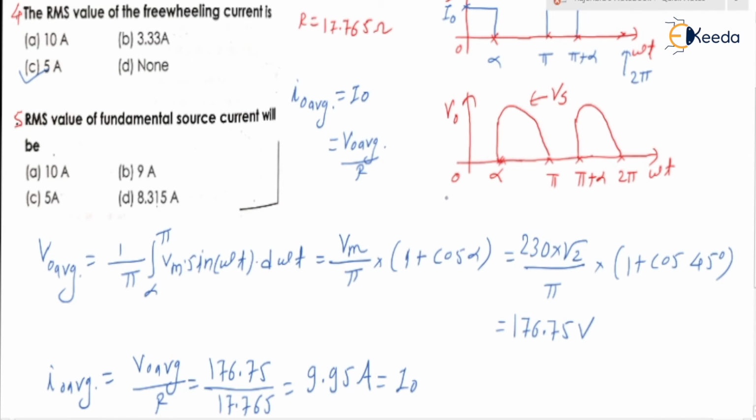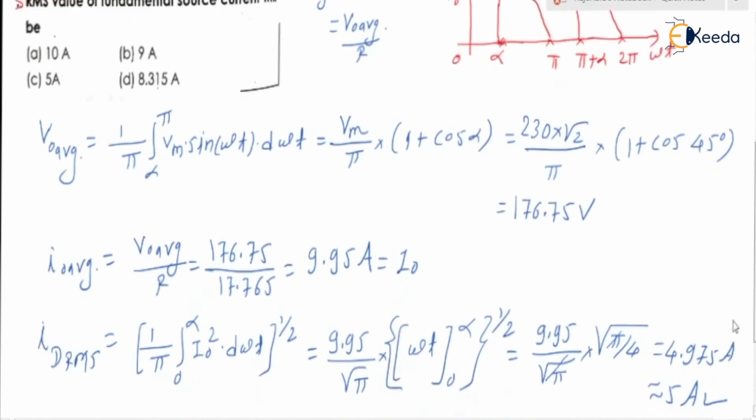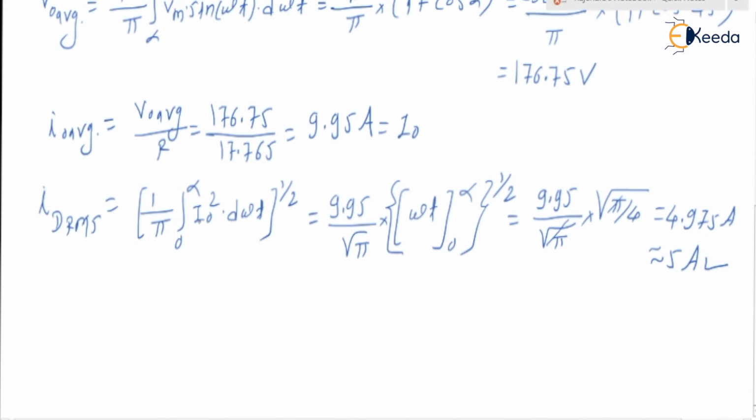Is this clear? Next, let us discuss the RMS value of the fundamental source current. If you recall the discussion for input power factor when the load is RL or RLE, at that time also we considered I0 as constant. Whatever IS waveform we drew at that time, we need to recall here. So the IS waveform was like this.